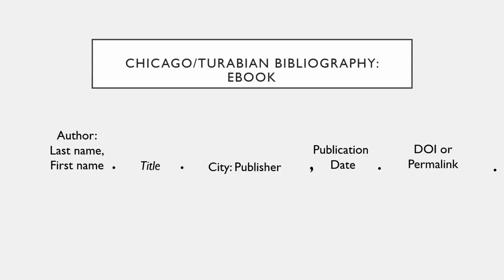And then this is what it looks like in the bibliography. It largely has the same information. We just swap commas for periods and get rid of the parentheses. So you have author, last name, first name, period. Title is italicized, followed by a period. City and publisher are separated by a colon, and that is followed by a comma with the publication date. Then you have a period, and then the DOI or permalink.